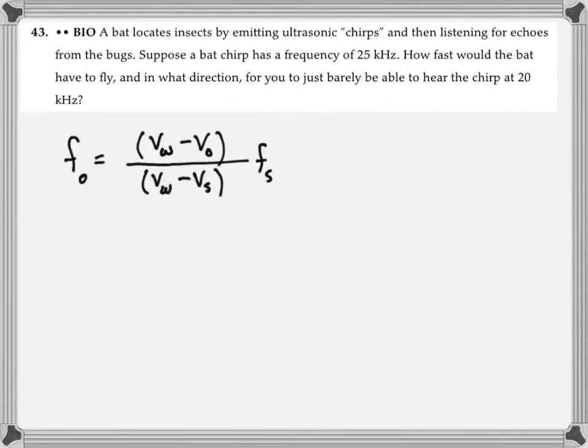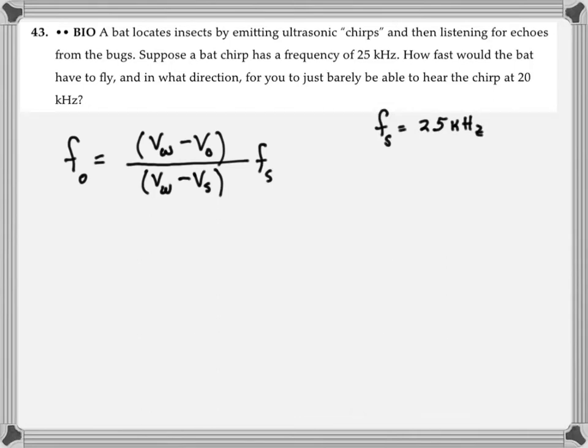So here's the equation. It says that the frequency that the observer hears, O is for observer, is the velocity of the waves that we're dealing with, in this case sound waves, minus the velocity of the observer, divided by the velocity of the waves minus the velocity of the source. Multiply all of this by the frequency at which the source emits the waves.